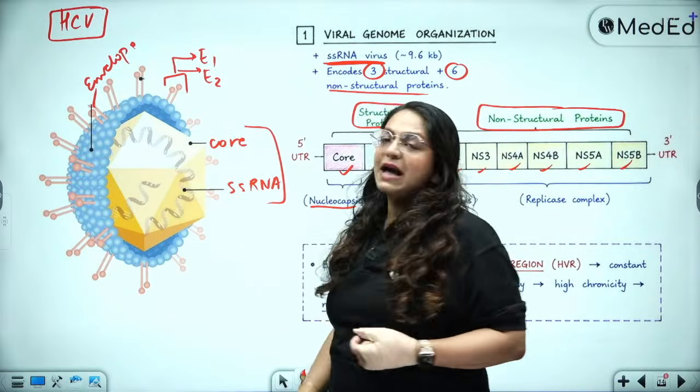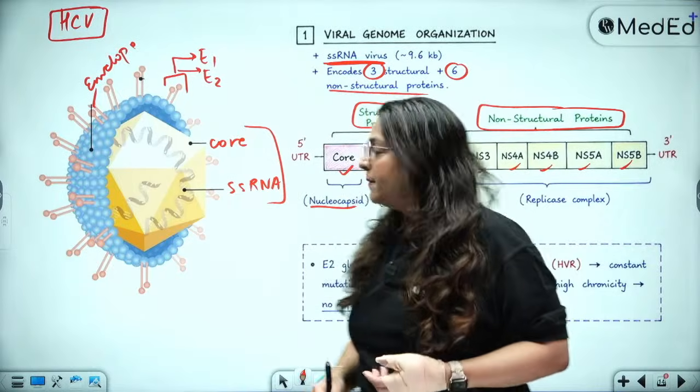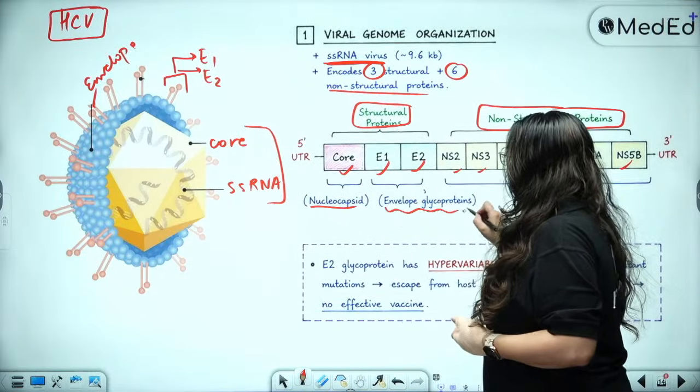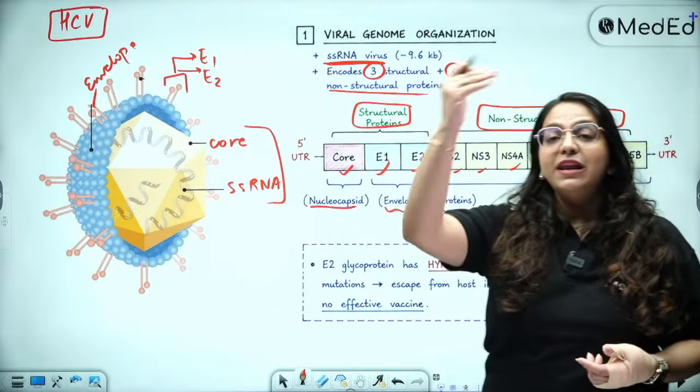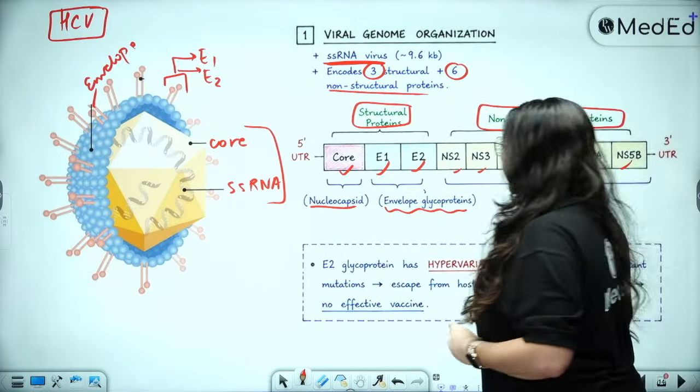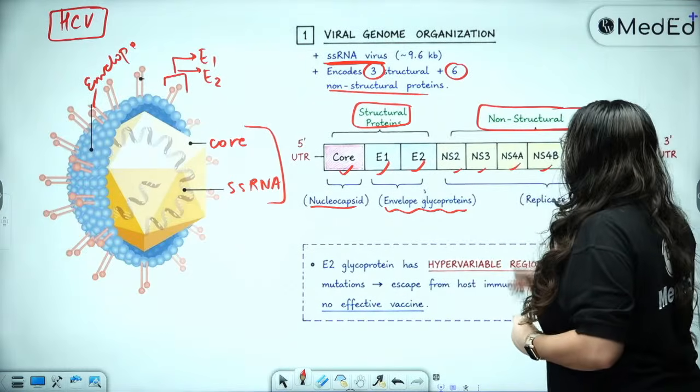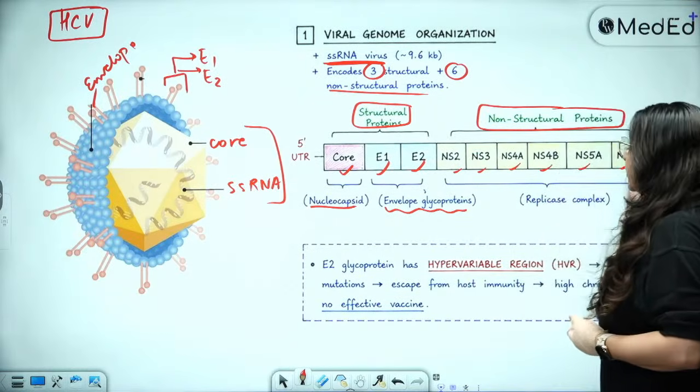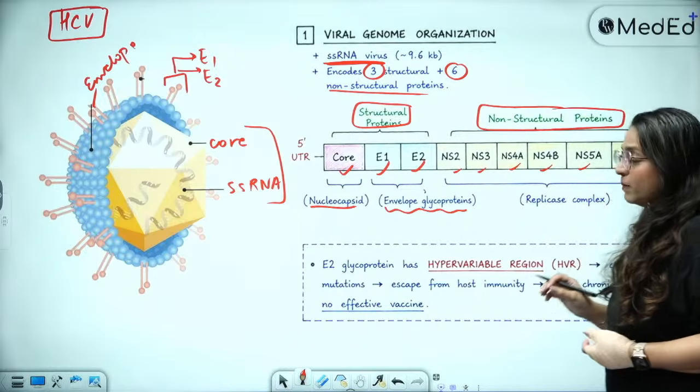Nucleus as well as the capsid is a nucleocapsid. Okay, what is this going to code for? E1 and E2, they will make the envelope glycoproteins. Okay, enveloped glycoproteins. This guy replicates, this releases the replicase complex.